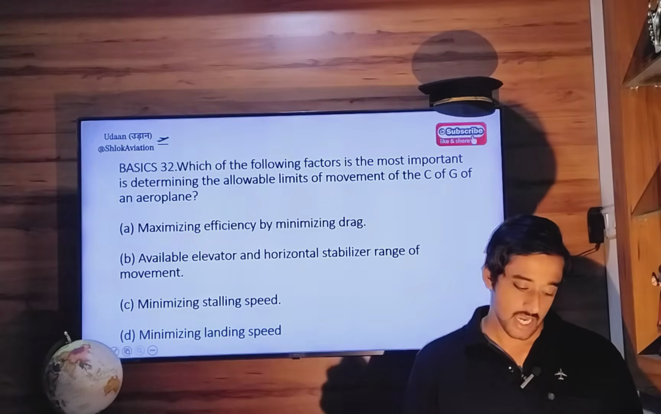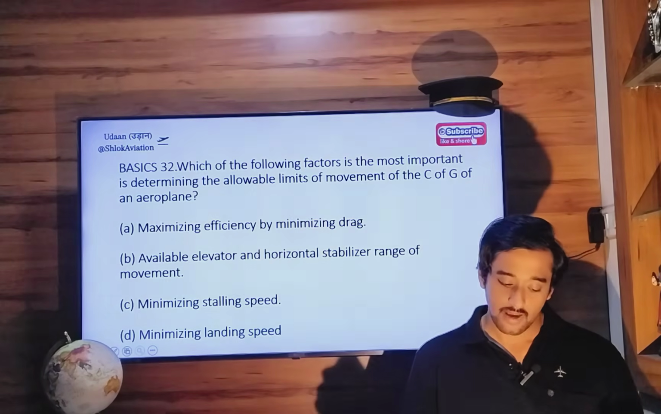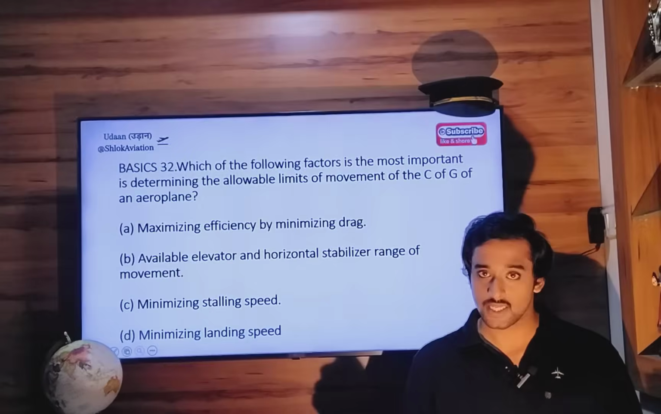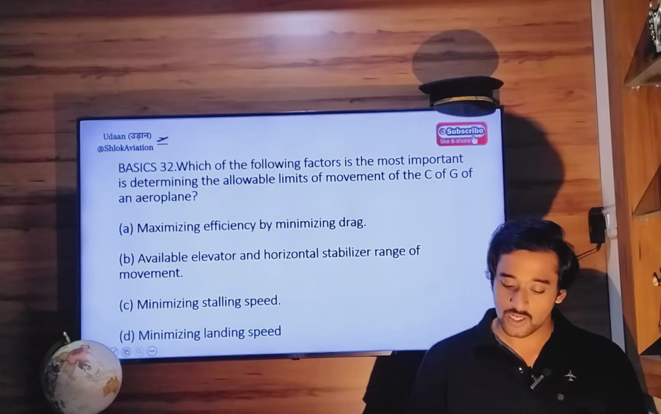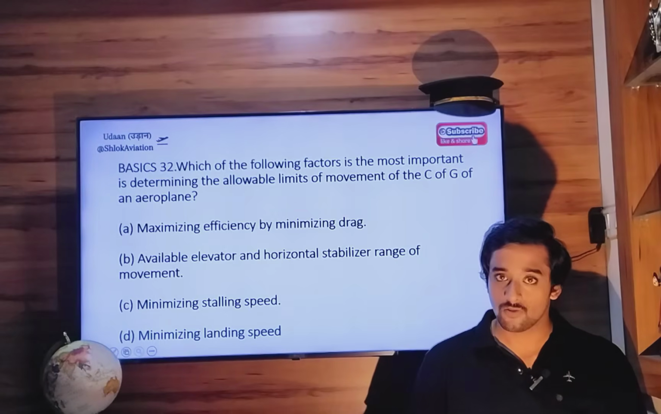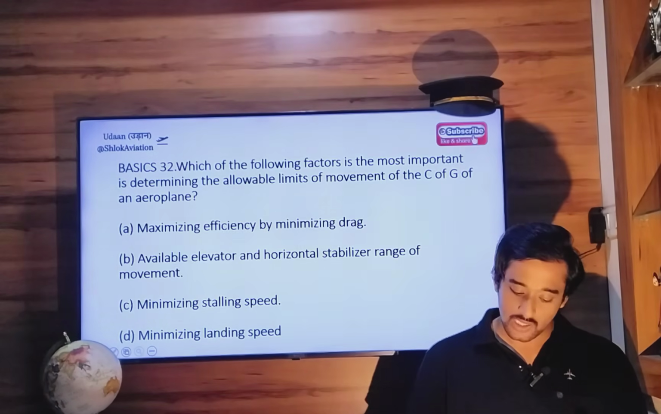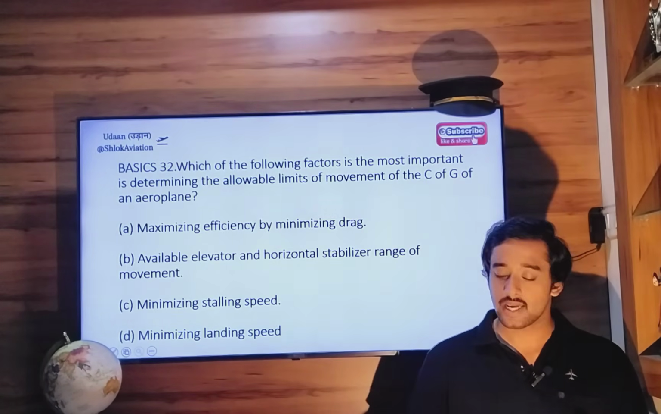Next. Which of the following factors is the most important in determining the allowable limits of the movement of CG of an aeroplane? Maximizing efficiency by minimizing drag, available elevator and horizontal stabilizer range of movement, minimizing stall speed, minimizing landing speed.